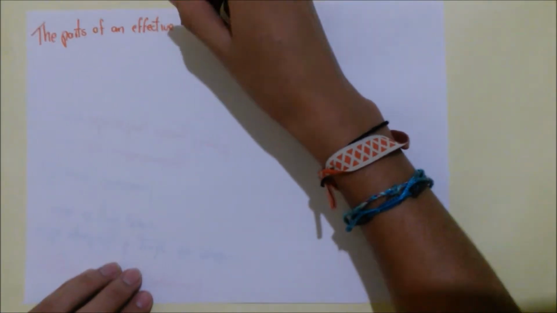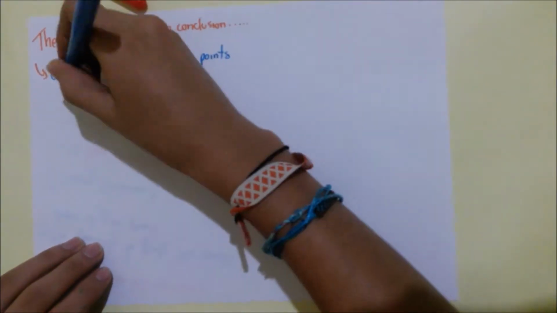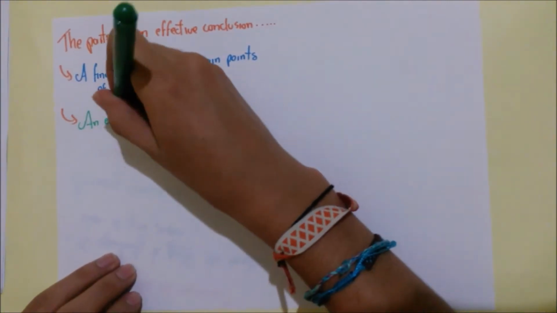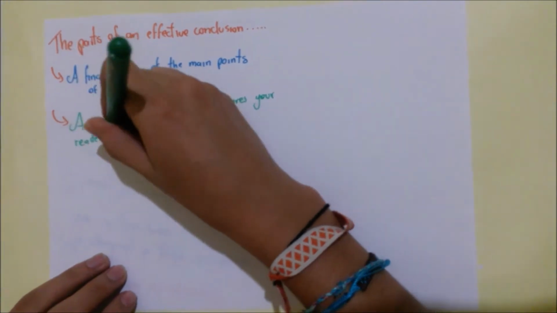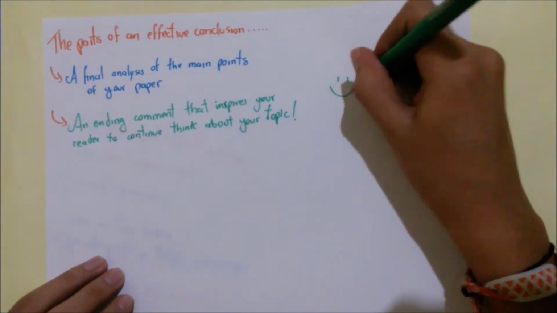There are two parts that an effective conclusion must contain. The first one is a final analysis of the main points of your paper. And the second one is an ending comment that inspires the reader to continue thinking about your topic. So, how do we do it? Let's see an example.